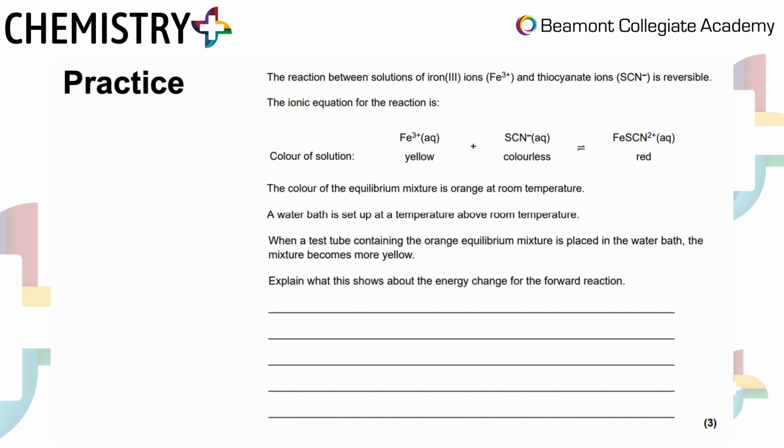A water bath is set up at a temperature above room temperature. When a test tube containing the orange equilibrium mixture is placed in the water bath, the mixture becomes more yellow. Explain what this shows about the energy change for the forward reaction. We're looking for 3 marks, 3 bullet points. Pause the question and have a go.